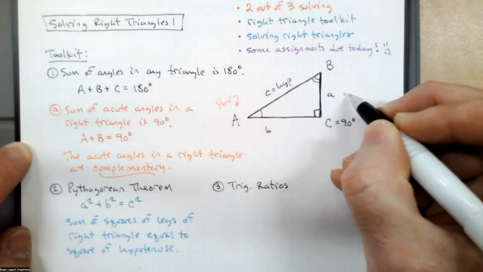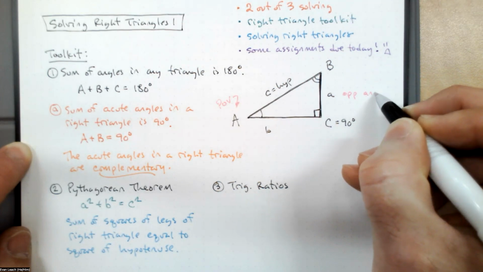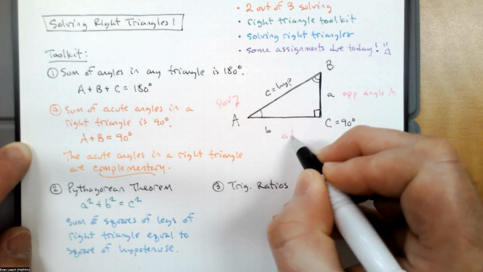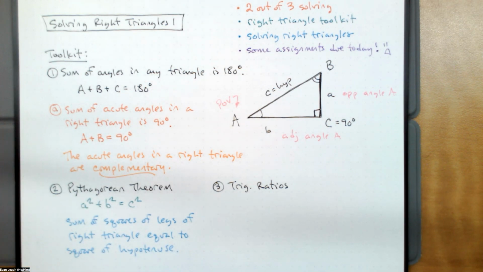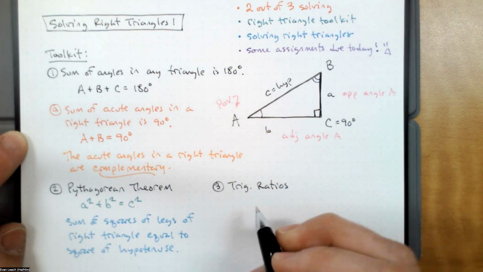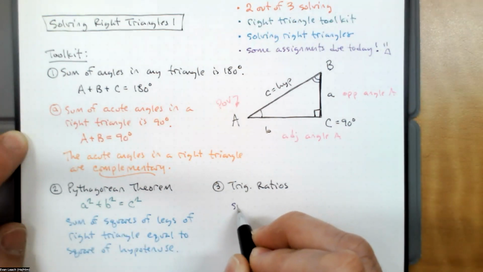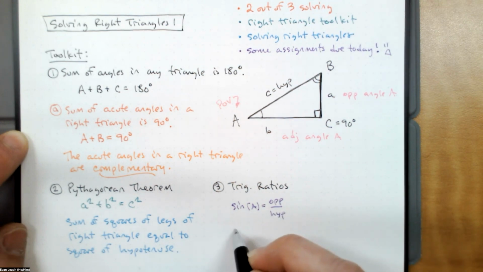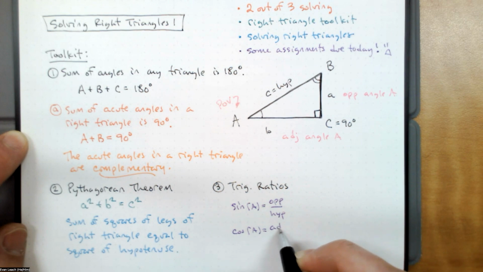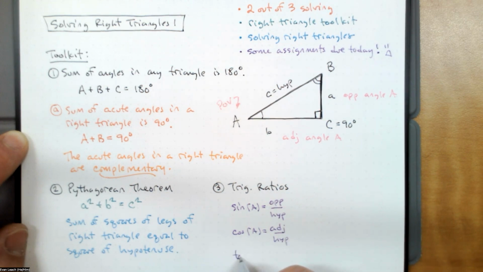And so side A is opposite angle A, and side B is adjacent to angle A. So if A is our point of view character, then side A is opposite, side B is adjacent, and C is always hypotenuse. And we would say sine of A is opposite over hypotenuse. Cosine of A is adjacent over hypotenuse. Tangent of A is opposite over adjacent.